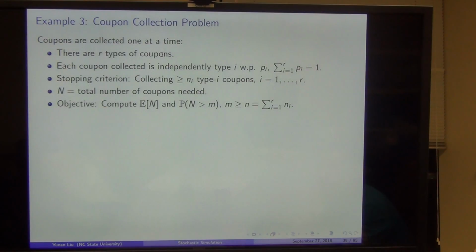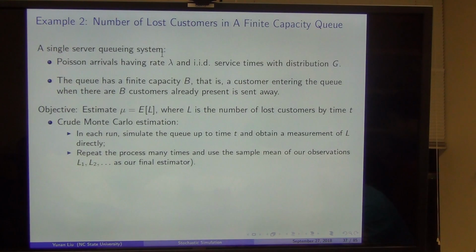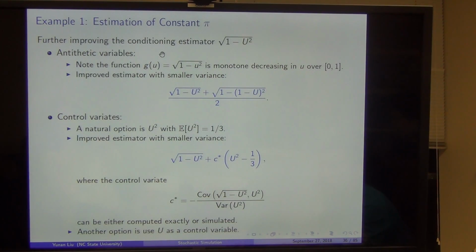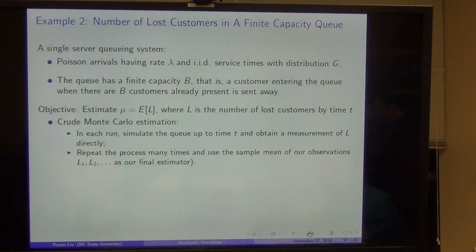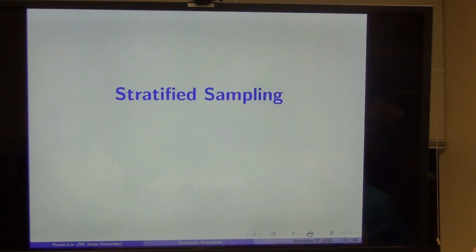Problem 2. Right here. Here, right? So this is page 35. Example 1, estimation of pi. So the goal is to estimate pi or pi over 4, and we apply the conditioning estimator. We have a function, we're estimating in the square root of 1 minus u squared. Remember this? Okay. Come back.